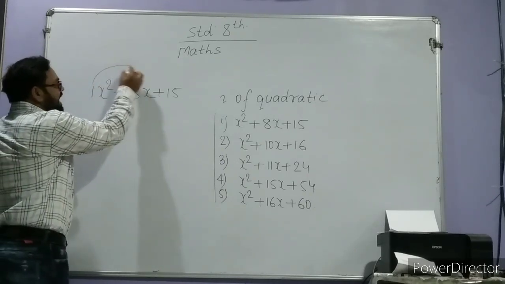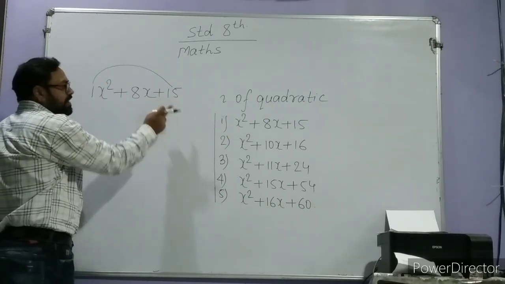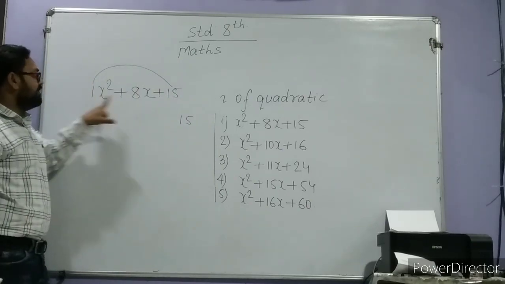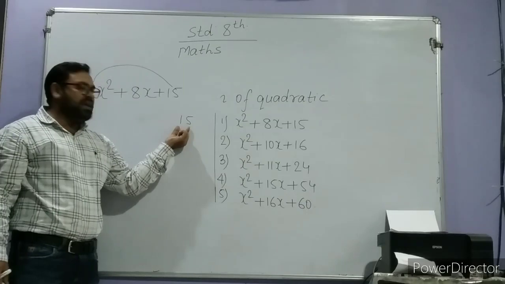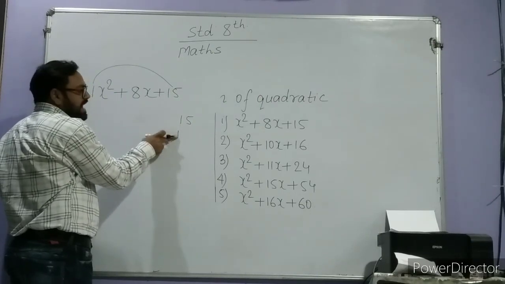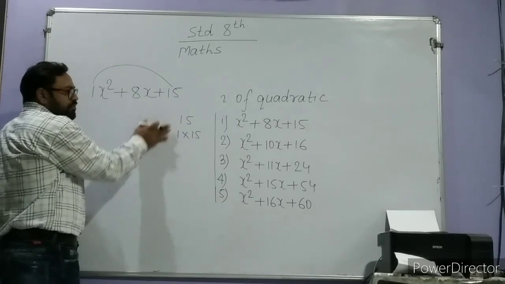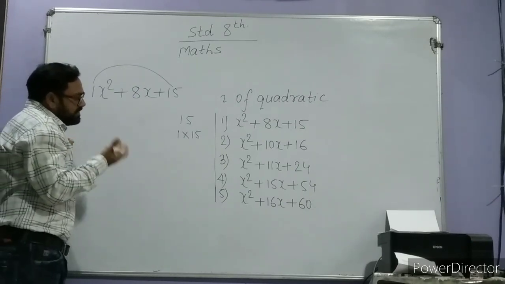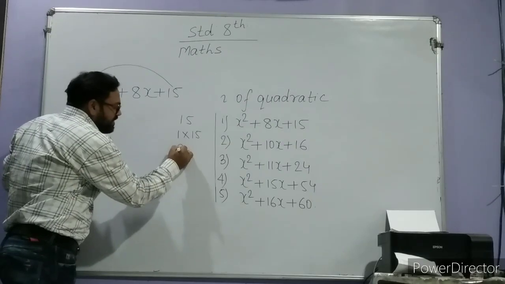We will multiply this 1 by the constant term which is 15. So when we multiply 1 by 15, what do we get? 1 times 15 is 15. Okay, we will write 15 over here, and then we will divide this 15 by 1. 1 times 15 is 15. If we want to divide this 15 by 2, it can't be perfectly divisible. So we will take the next number which is 3. When we divide 15 by 3, we get 3 fives are 15.